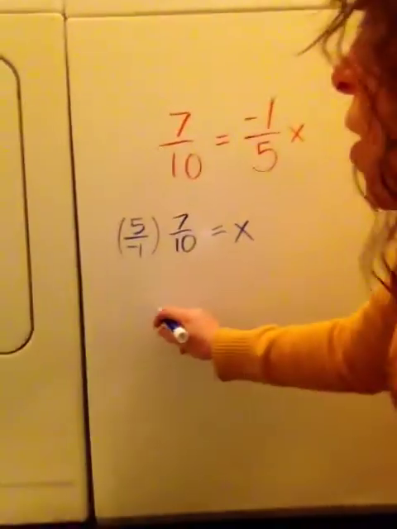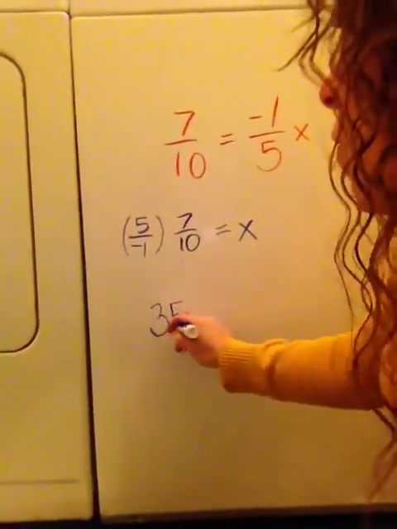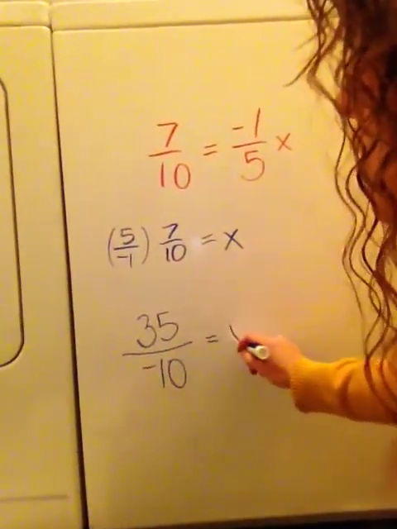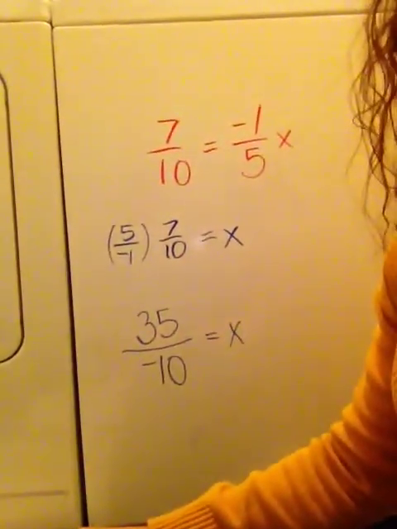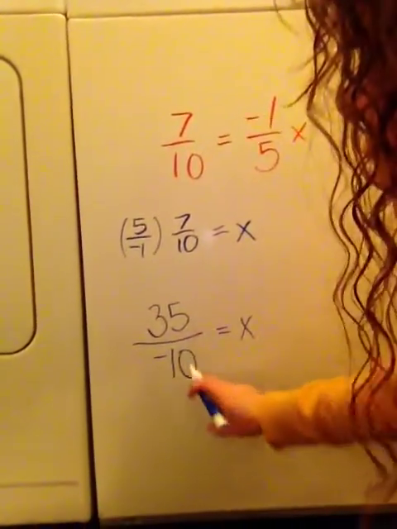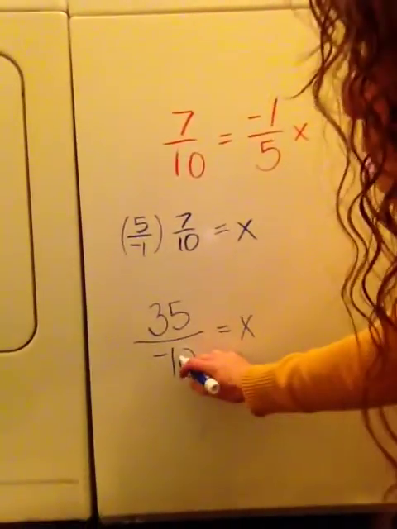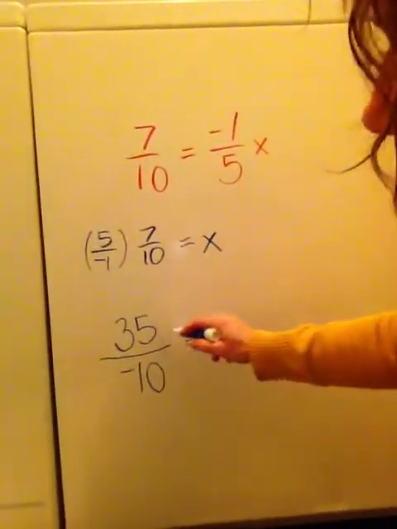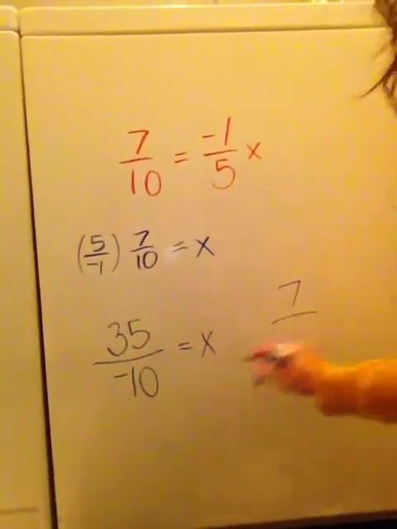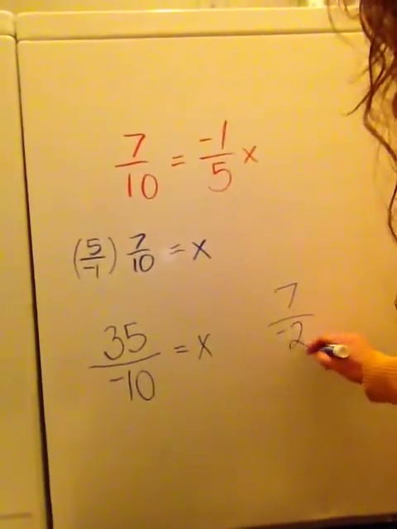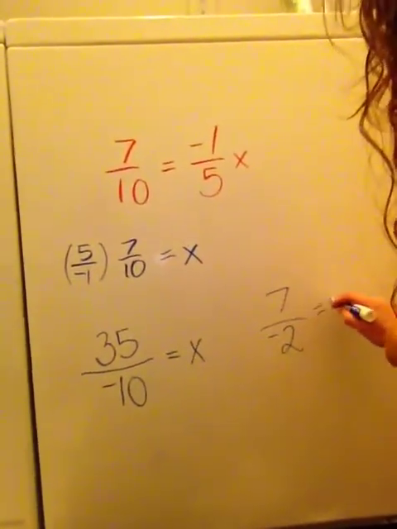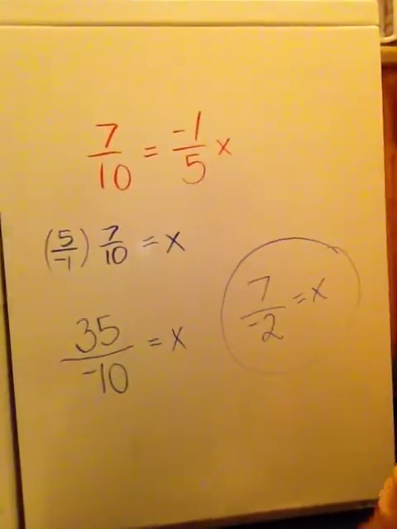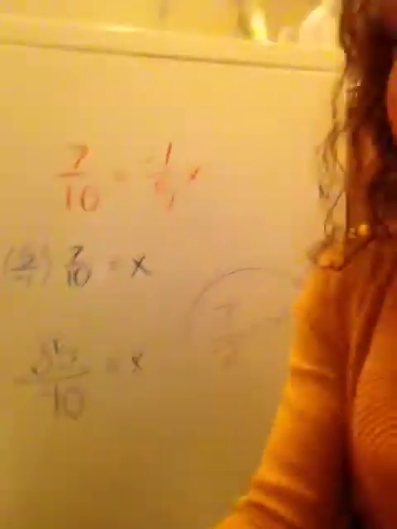Okay, multiply, and I get 35 over negative 10 equals x. Reduce that by dividing both of them by 5. So I know 5 will go into both of them because they end in 0 and 5. So divide the top by 5, I get 7. Divide the bottom by 5, I get negative 2. So that is what my final answer ends up being. Okay.